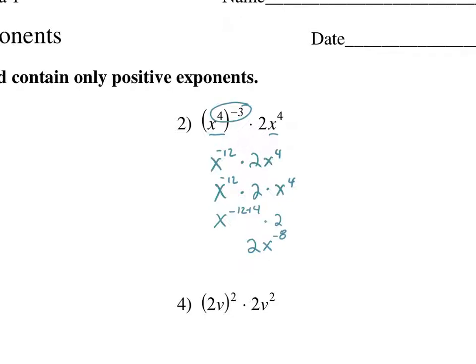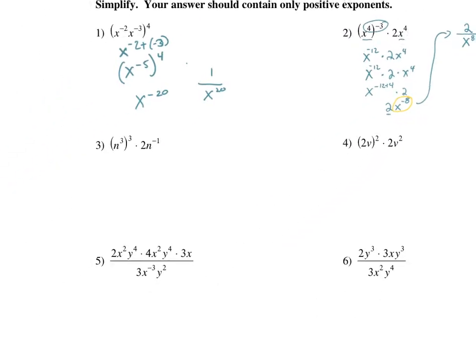Now, what's important to notice is this is the base of the negative 8. It does not include 2. So when I go to do this, my 2 stays on top. My x to the power of 8 goes in the denominator. 2 stays on top. Okay, that's a common mistake here. So there's a couple for you to try.